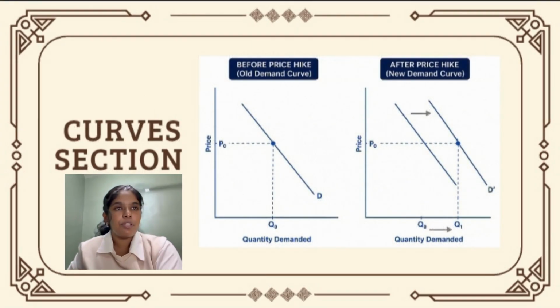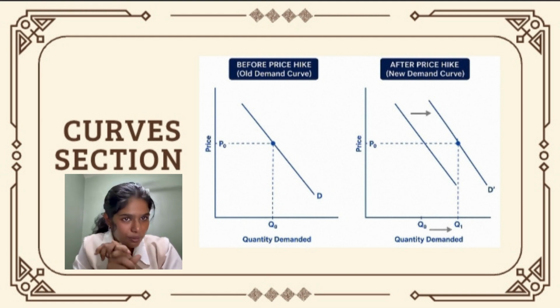Okay, next we're moving to the curve section. The first is this graph, which shows the demand curve before and after the price hike. Okay, let's see the first one. On the left graph, before the price hike, the demand curve is at the original position. At the price P0, the quantity demanded is Q0.